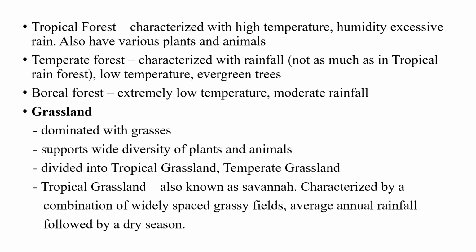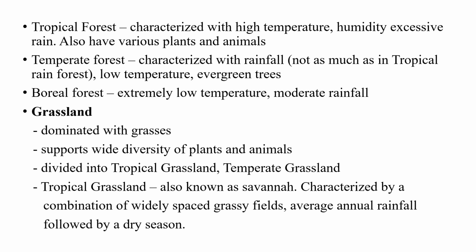Tropical forest is characterized with high temperature, high relative humidity due to excessive rain, and various plants and animals are present there. Temperate forest is also characterized with rainfall, but the rainfall is not as much as what you have in the tropical rainforest. It has low temperature, and the trees there are always evergreen. Then the boreal forest is characterized with extremely low temperature. That is, the temperature there is low, and you have moderate rainfall.